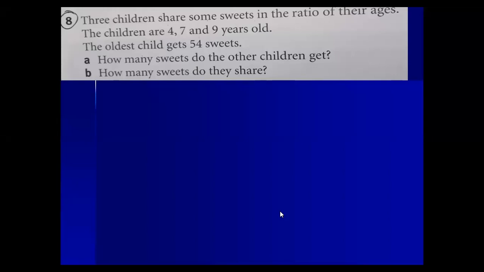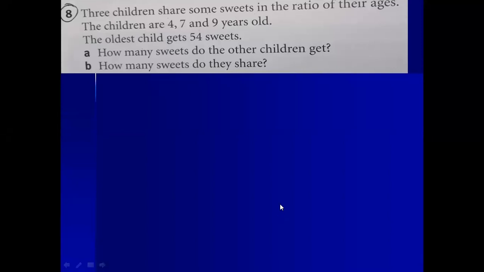The ratio is according to their age, right? Excellent. If I ask you to write the ratio in this question, what will it become, Karam? 4 to 7 to 9. Excellent. The oldest child gets 54. So the oldest one who is 9 takes 54, meaning he takes 9 parts, right? To find one part, what will you do, Karam? Division, right? Good job. Go ahead.